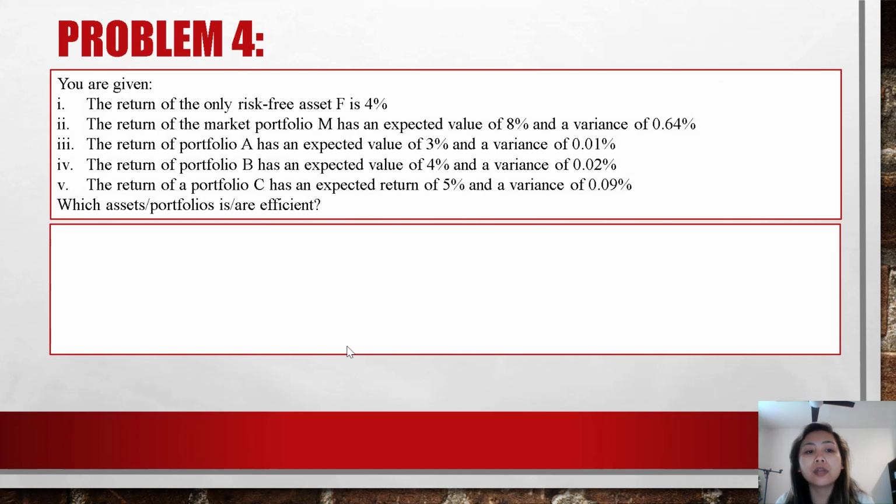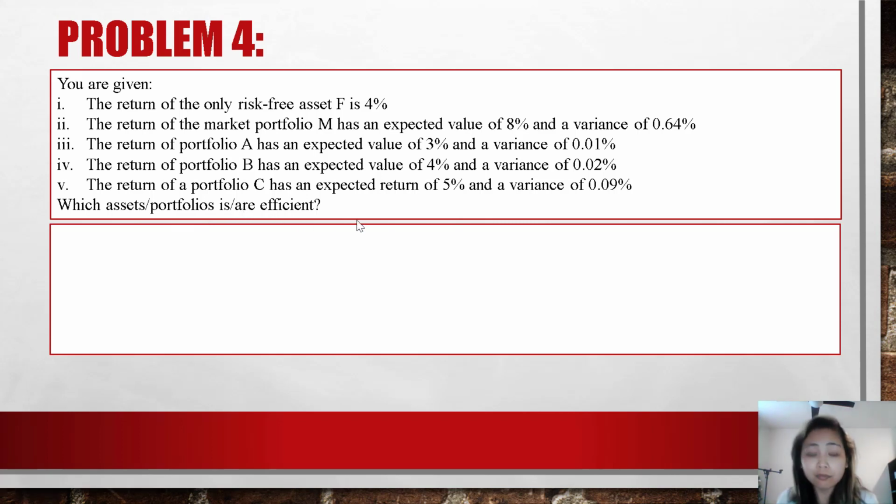Problem 4. You are given the return of the only risk-free asset F is 4%. The return of the market portfolio M has an expected value of 8% and a variance of 0.64%. The return of portfolio A has an expected value of 3% and a variance of 0.01%. The return of portfolio B has an expected value of 4% and a variance of 0.02%. And the last information, the return of portfolio C has an expected return of 5% and a variance of 0.09%. Which assets or portfolios are efficient?